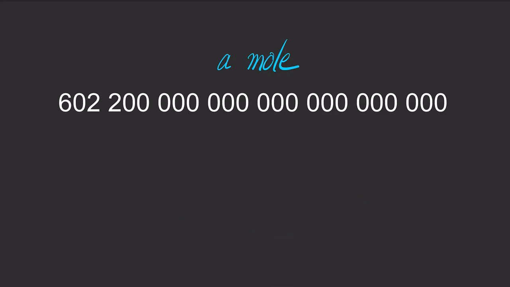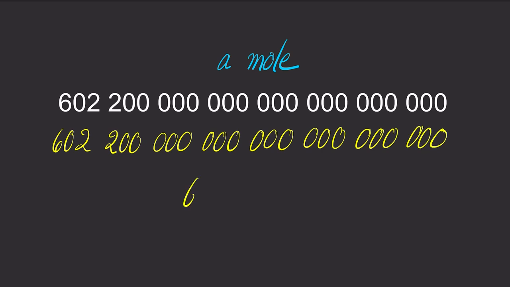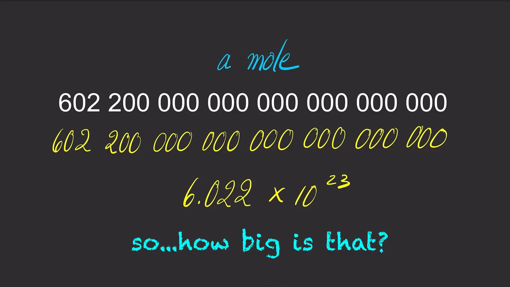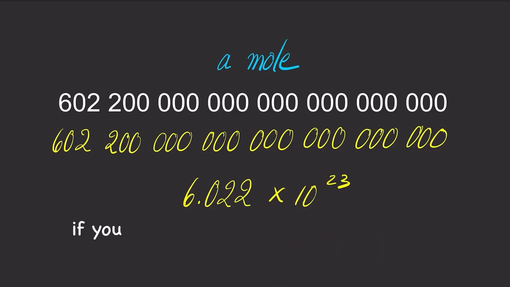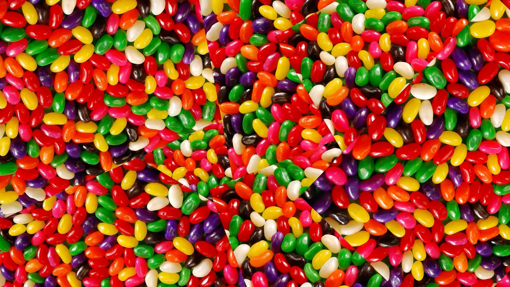Writing out a mole by hand is really hard work. Using scientific notation, we can write 1 mole as 6.022 times 10 to the 23rd. This is shorter and easier to write. And to put things into perspective, if you could eat 1 trillion jelly beans a day, it would take you 602 billion days to eat 1 mole of jelly beans.